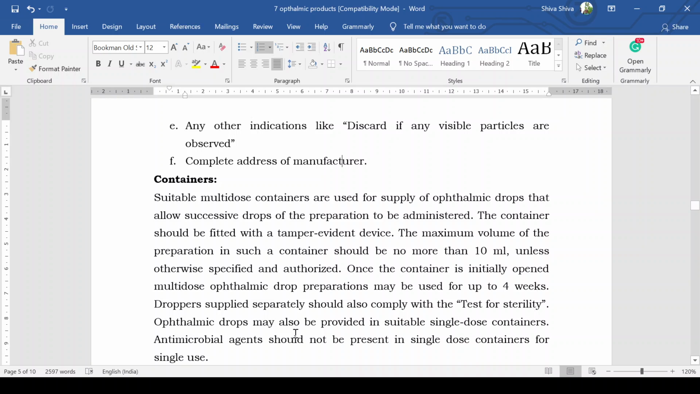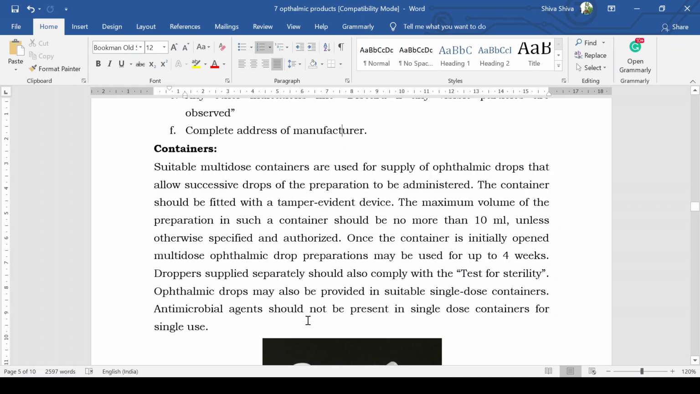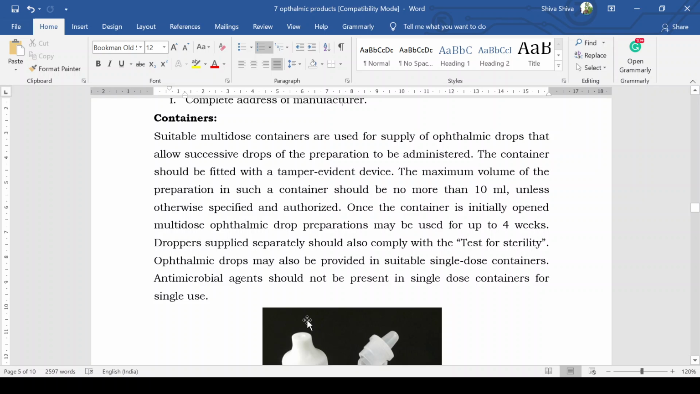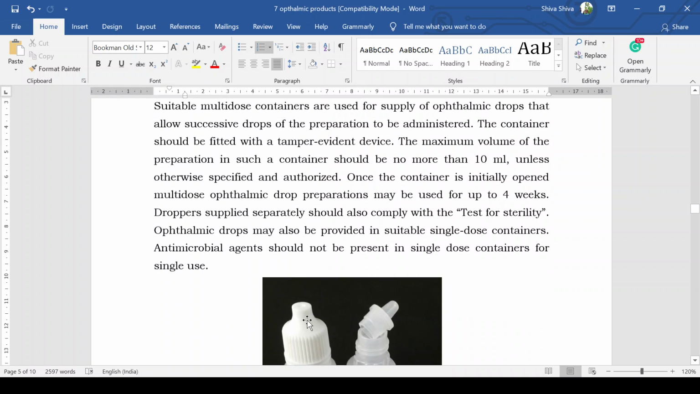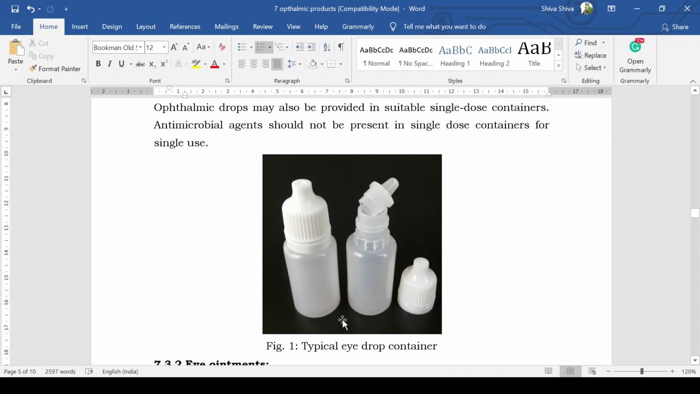Droppers supplied separately should also comply with the test for sterility. So the droppers which are provided with the ophthalmic product along with the container should also be sterile. Ophthalmic drops may also be provided in suitable single dose containers. Antimicrobial agents should not be present in single dose containers for single use. This is a typical eye drop container. Here a dropper is present.